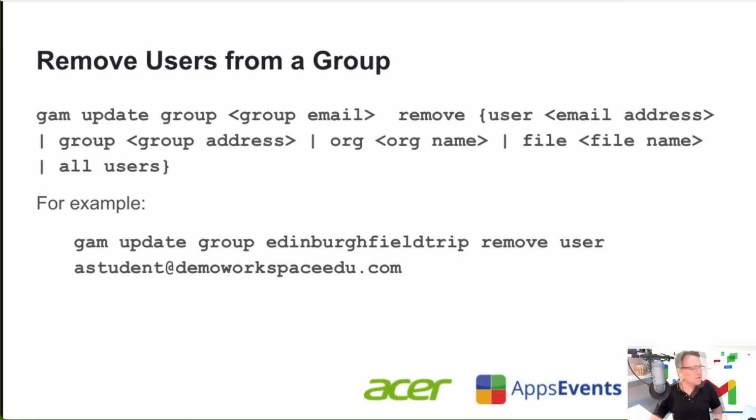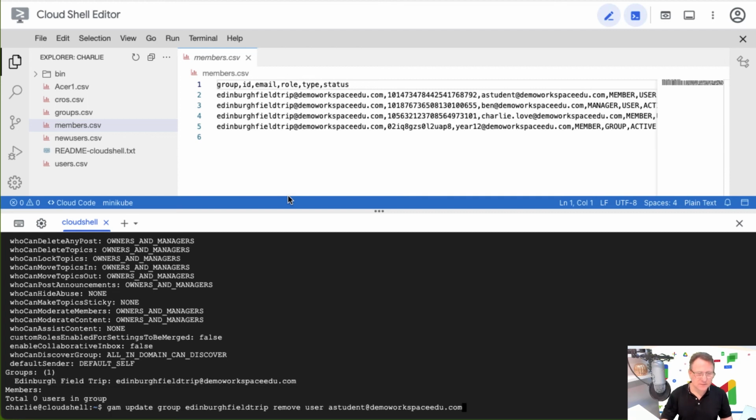What we often want to do is also be able to remove users from a group. So if I want to remove a user from a group, I use this command, GAM update group, Edinburgh field trip, remove user, and then just the user's email address. So that works like this. Just pop that into Cloud Shell. I'm going to remove this user from the group.